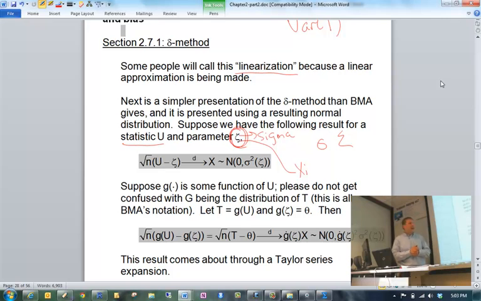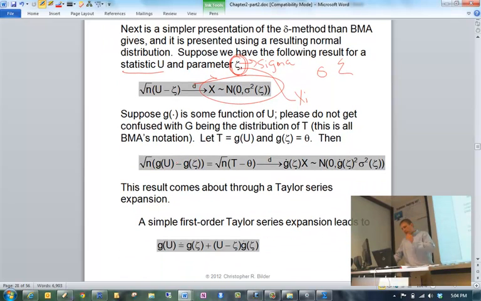So you estimate xi, and let's say somehow we know that the square root of n times U minus xi converges in distribution to some random variable X, which has a normal distribution with mean 0 and a variance sigma squared that's perhaps dependent upon xi. Often what you're interested in is some kind of function of your statistic of interest. Let's call this T. Using the book's notation, suppose this function is g of U. So we use g to mean our function of U.